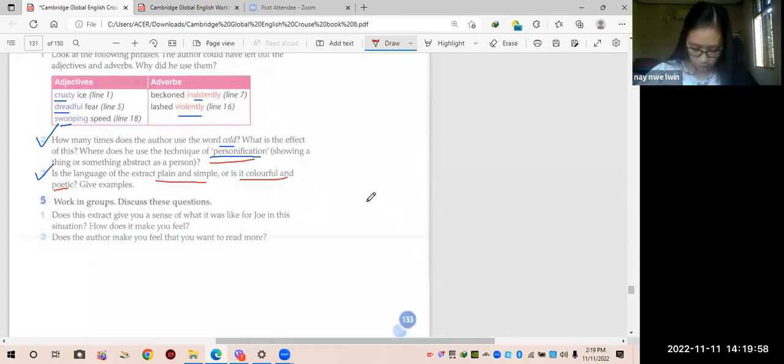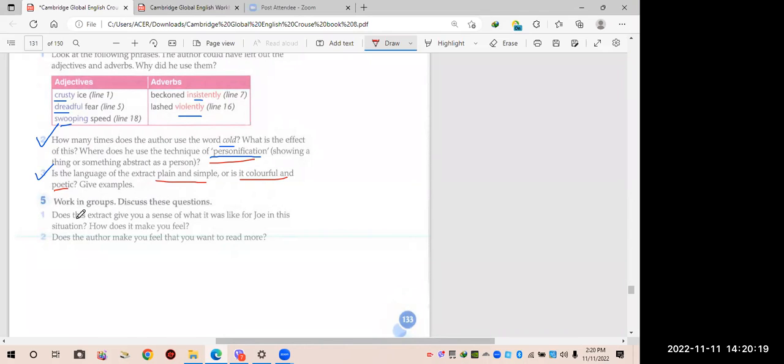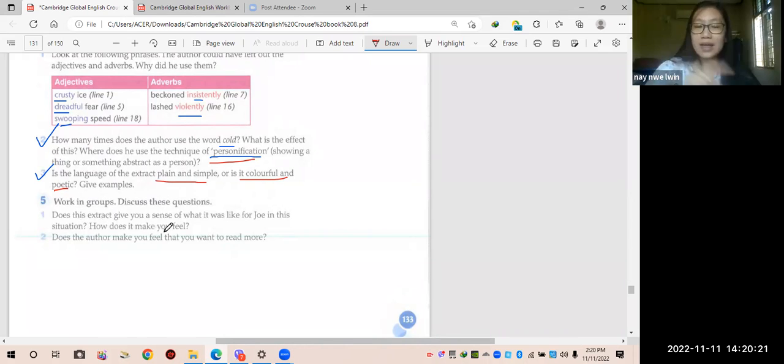So let's continue to number 5. Let's discuss these questions. The first question is: does this extract give you a sense of what it was like for Joe in this situation? How does it make you feel? Can we get a clear image of Joe after reading the extract? Yes. So how does it make you feel? After reading this one, how did you feel?